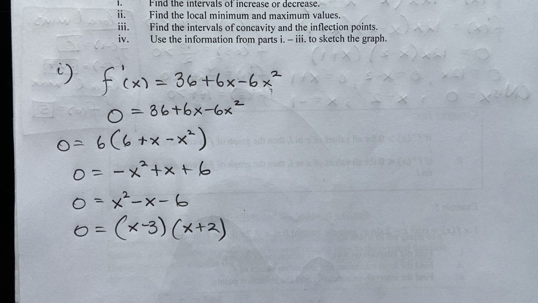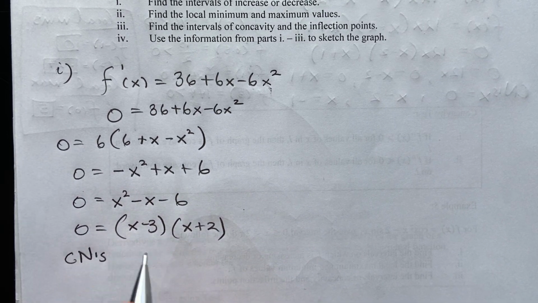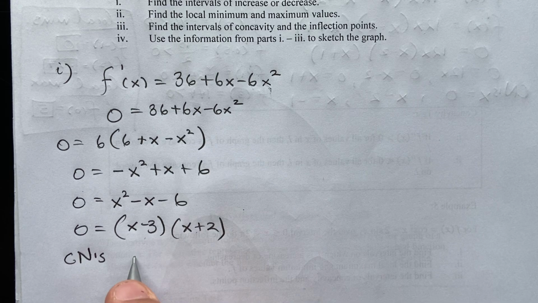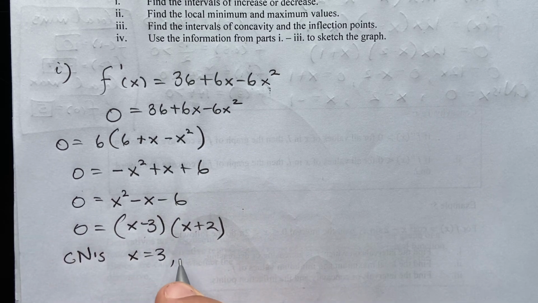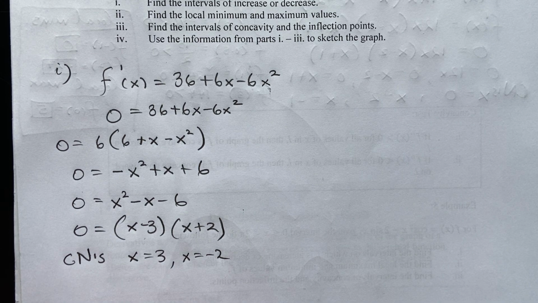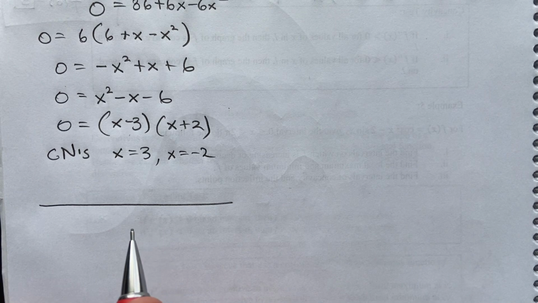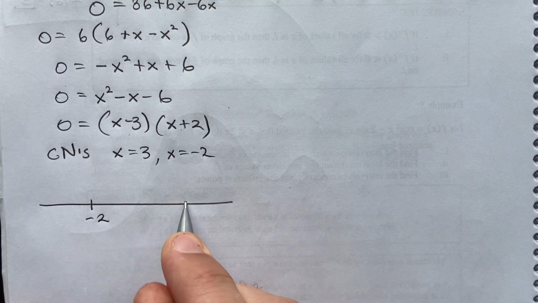All right, so the CNs, the critical numbers. If you set each of these equal to 0, you get x equals 3, x equals negative 2 as your critical numbers. Place those critical numbers on a number line. So here's -2, here's 3.